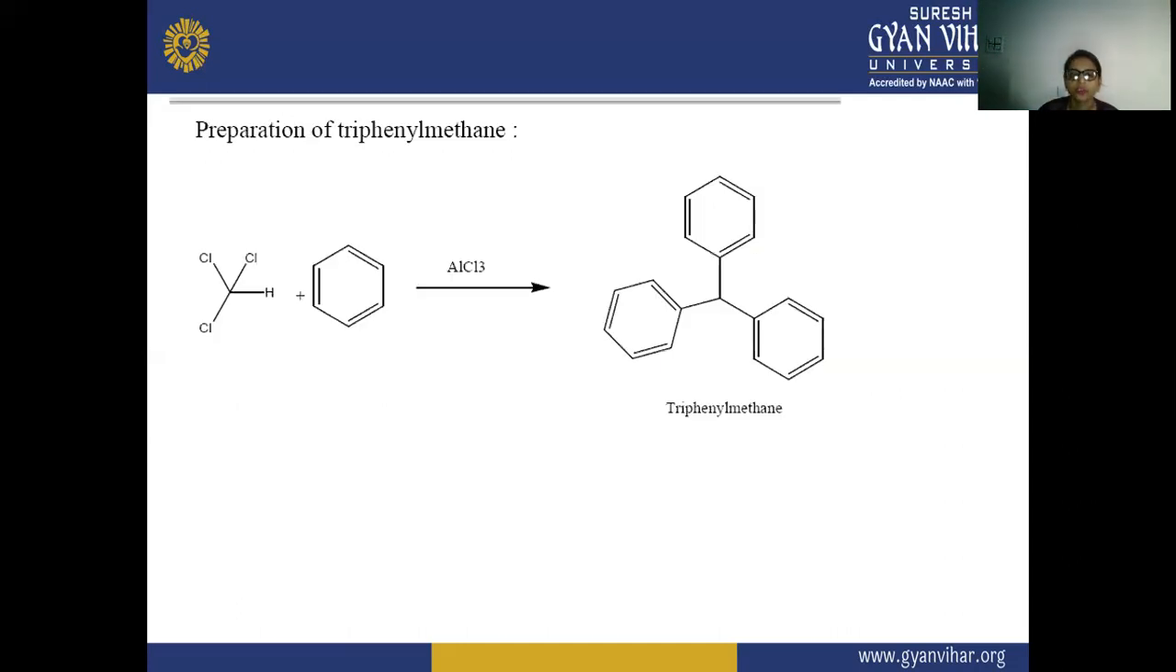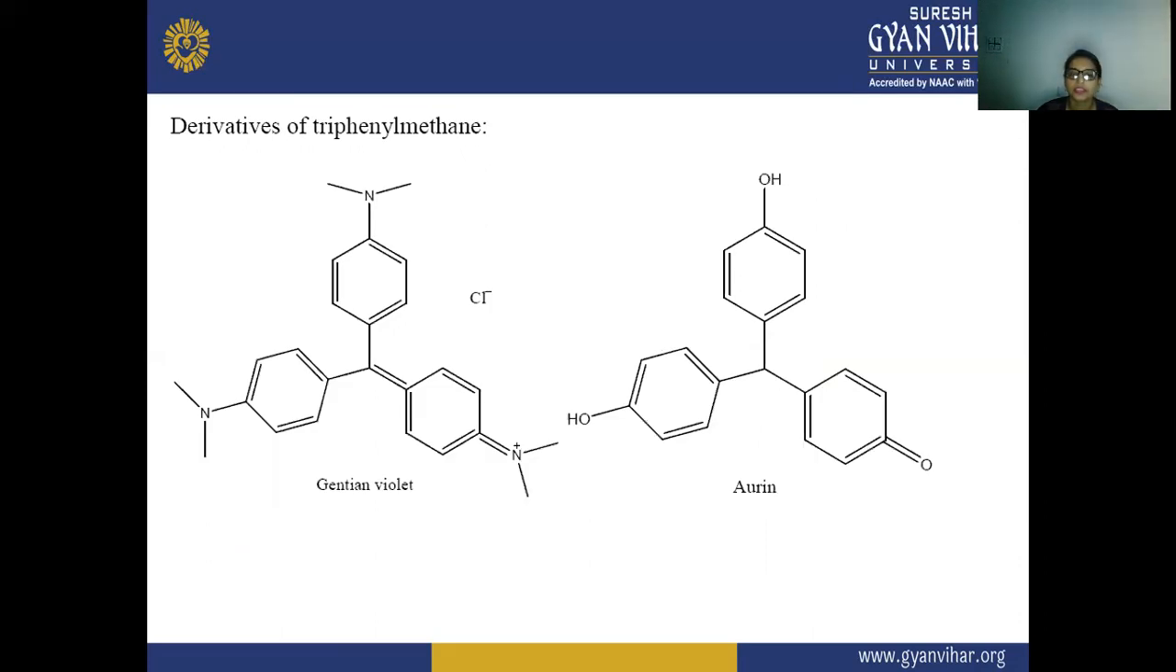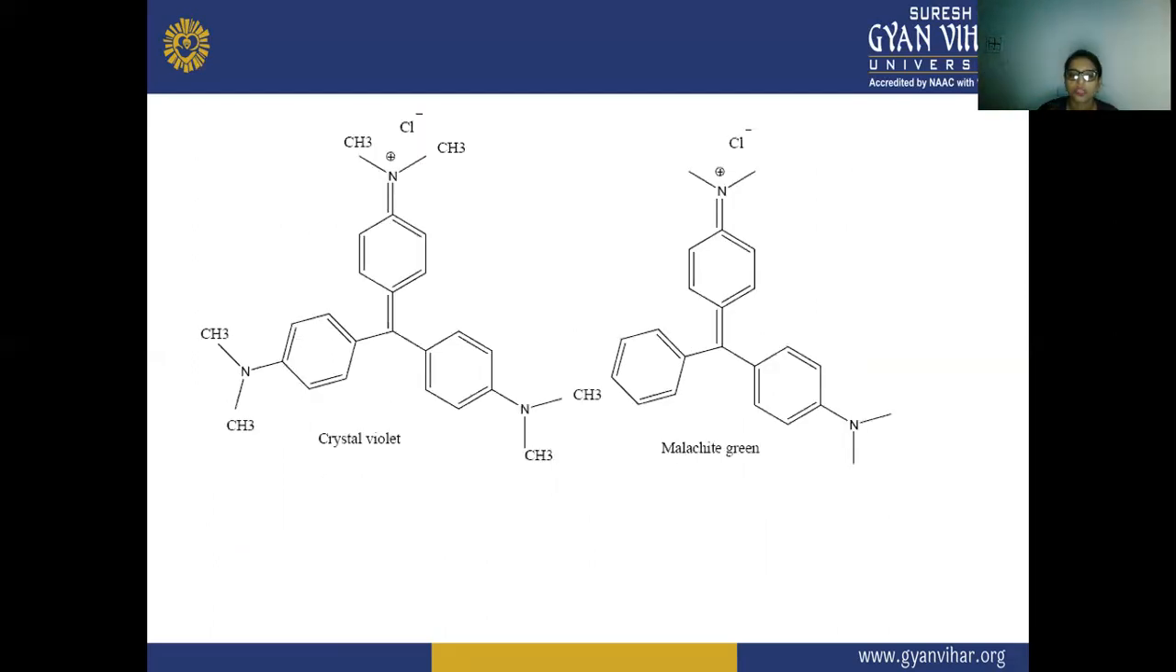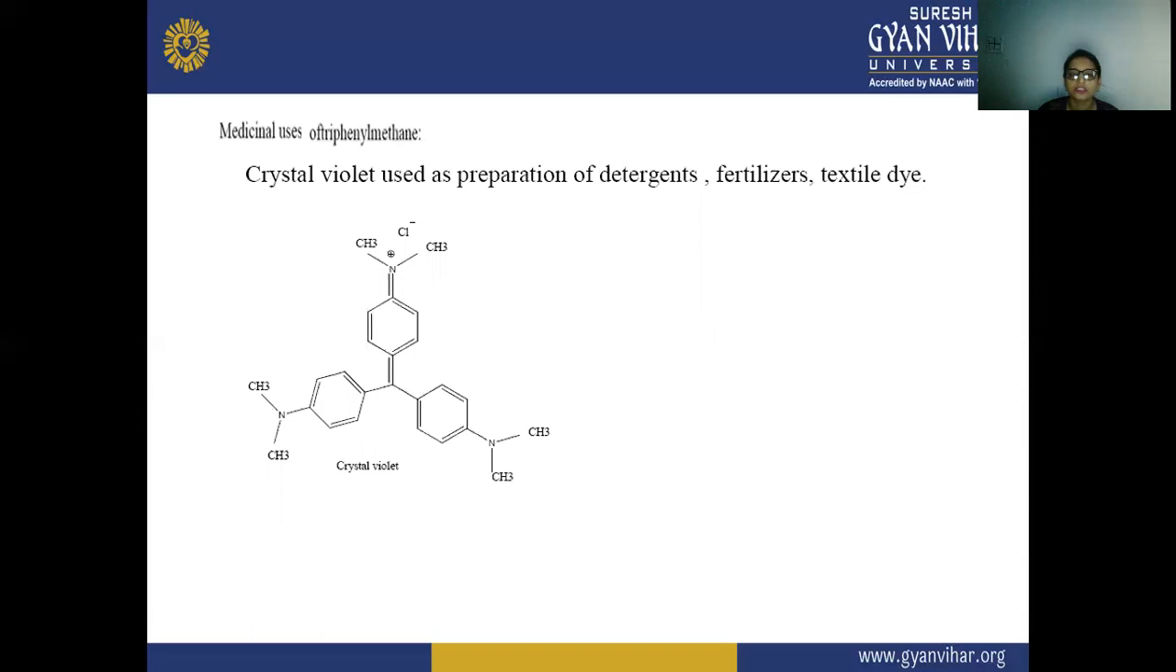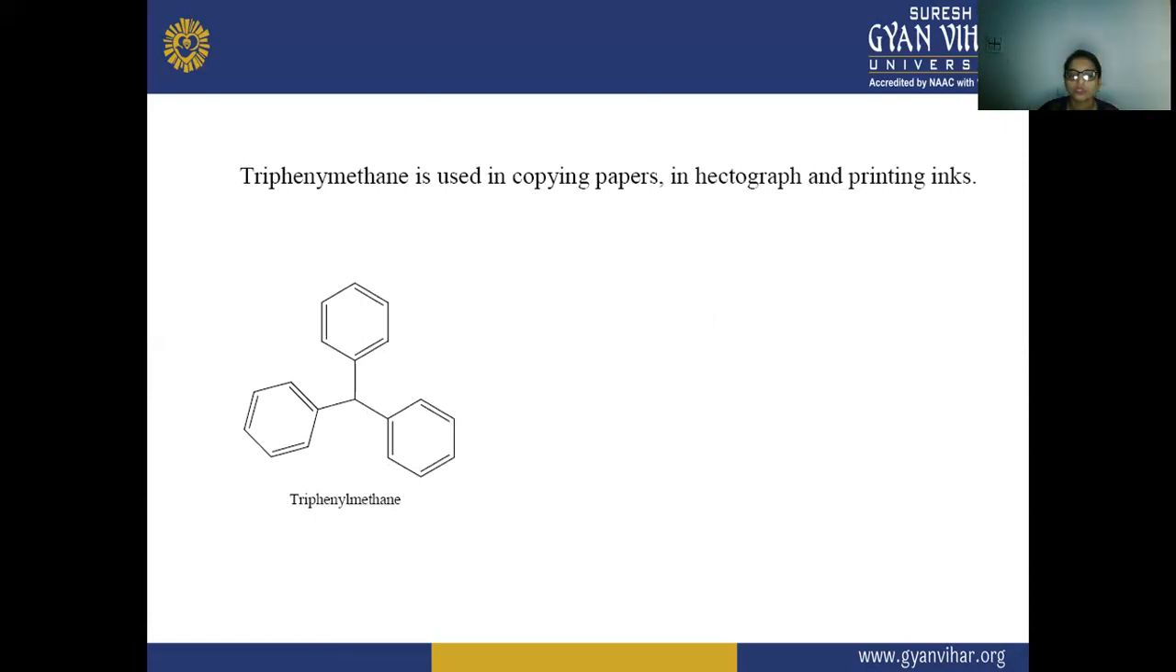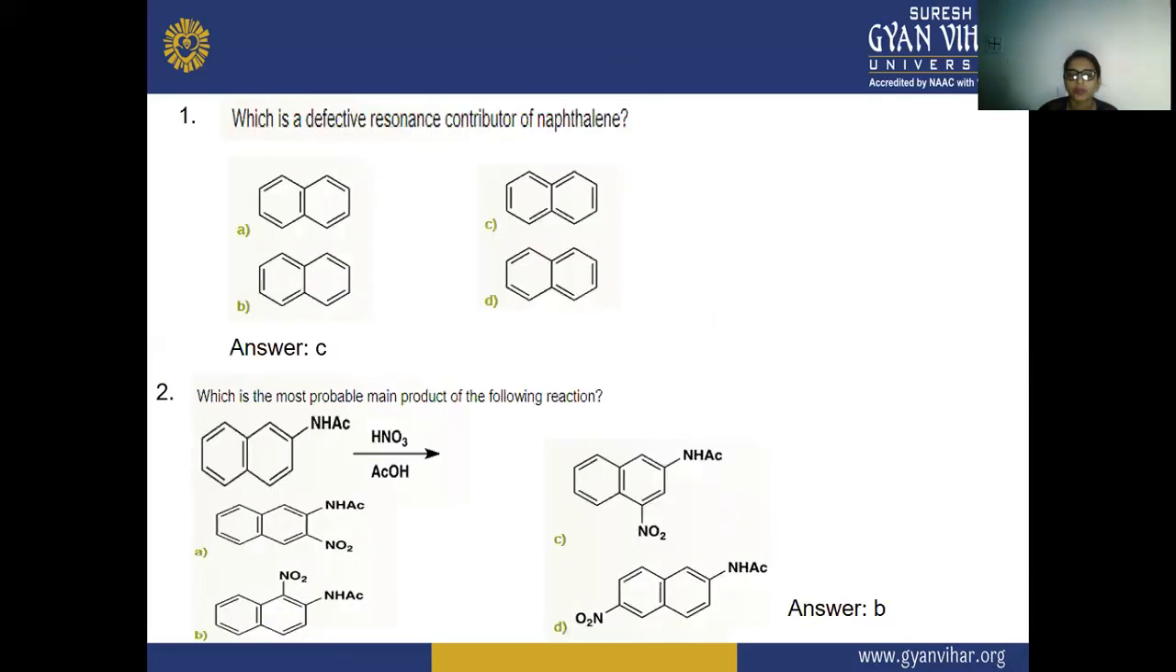So this is the preparation of your triphenylmethane, and these are the derivatives of your triphenylmethane, that is your gentian violet, crystal violet, and malachite green. It is also used in detergents, fertilizers, and textile dyes. And it is also used in copying paper, in hectograph, and printing inks.